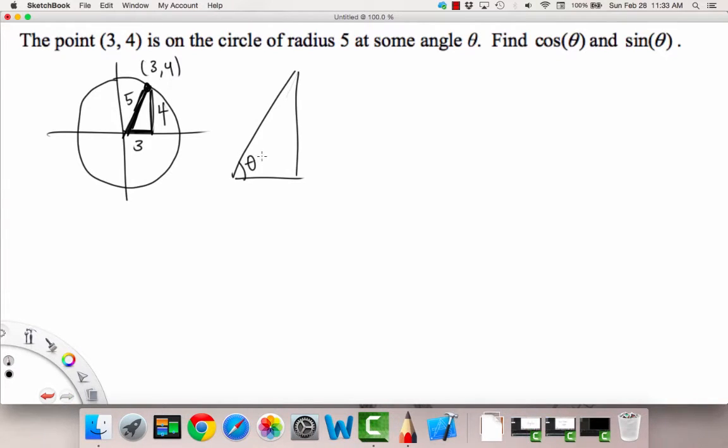So we have some angle, theta, that we rotated through. This is 3 and this is 4. I just blew up the triangle, and here's our angle, theta. Okay, so we're supposed to find cosine of theta and sine of theta.